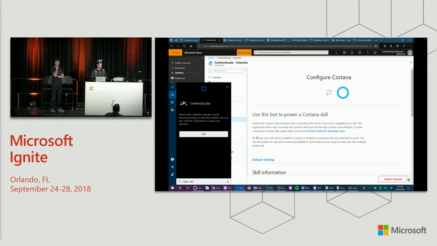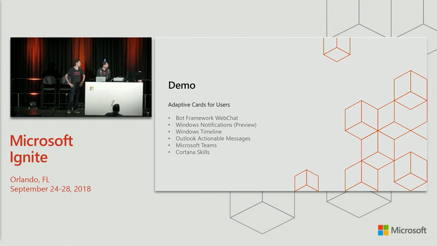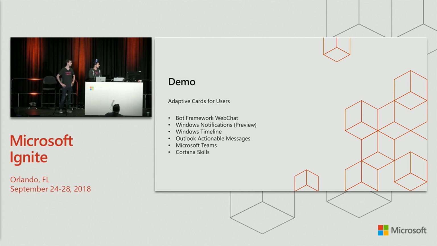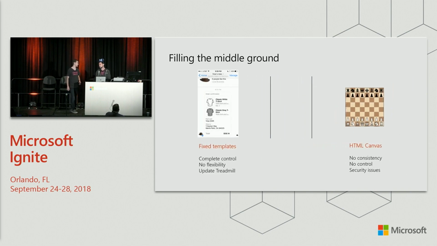So that was a lap around adaptive cards for users. What we really showed was bot framework web chat. We showed Windows notifications, Windows timeline, Outlook actionable messages, Microsoft Teams, and Cortana skills. And you can actually get started with all of those today, except for notifications. Yeah. So pretty cool.